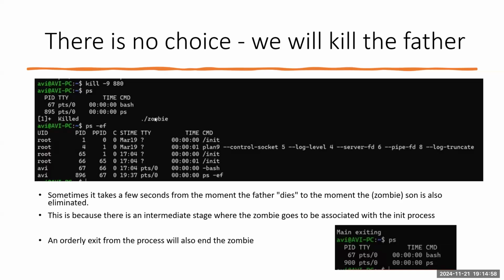And it says to us killed zombie, which is the father. And we do PS minus EF, and we don't see them anymore. Sometimes it takes a few seconds from the moment the father dies to the moment the zombie son is also eliminated. This is because there is an intermediate stage where the zombie becomes the child of init, and then init, which is the operating system, knows to disassemble it. An orderly exit from the process will also end the zombie. In other words, if instead of killing the process, we just let the process run till its ultimate conclusion, then the child will also die.